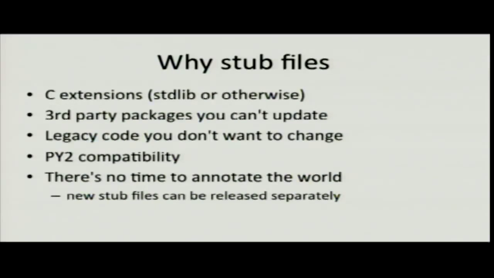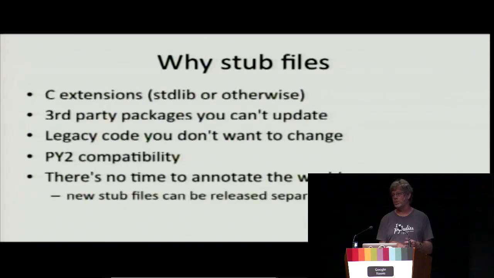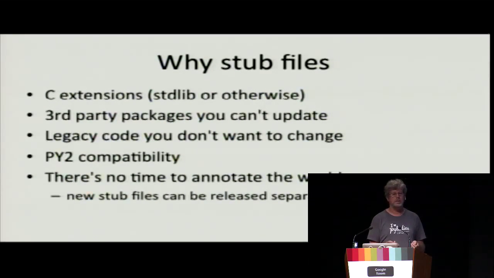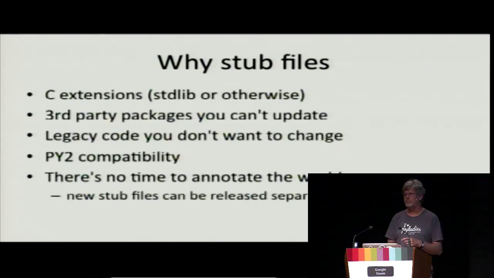So why do we need these stub files? Why do we need to be able to put the annotations elsewhere? Well, the first use case that you think of very quickly is C extensions. When you start thinking about static typing anything in Python, you realize that there is a huge number of built-in functions and built-in modules for which you also need to have type information. And you can't easily scan the C code and then figure out what the types of all those functions and classes are.